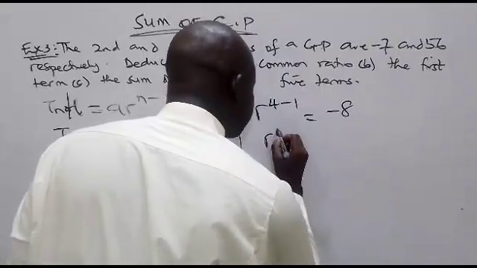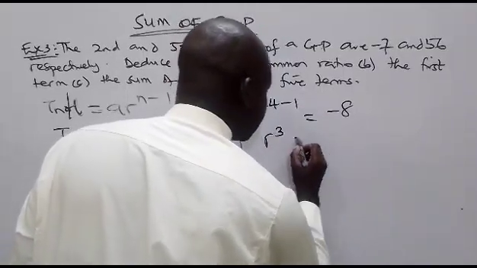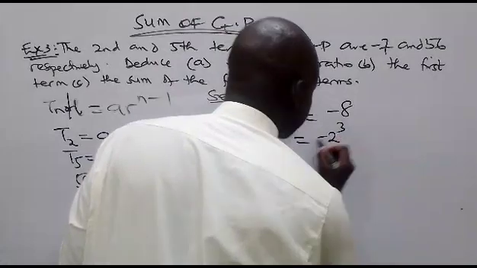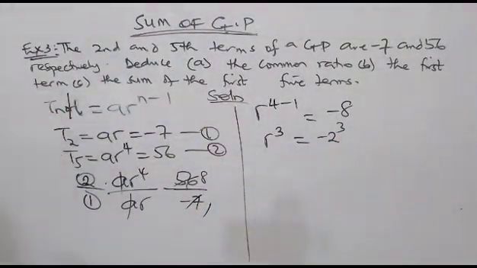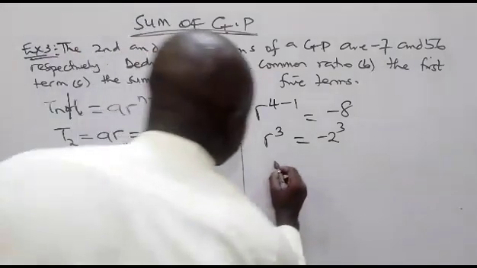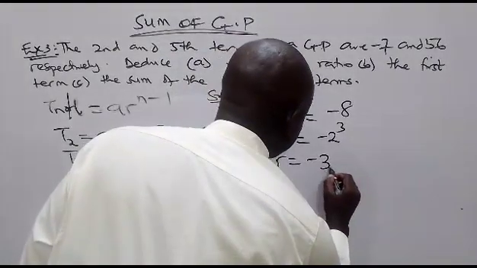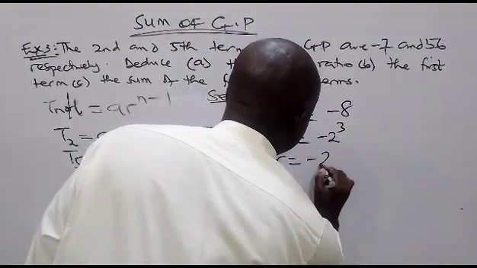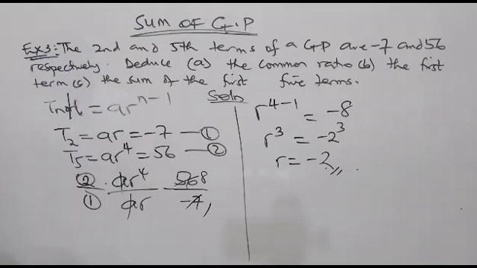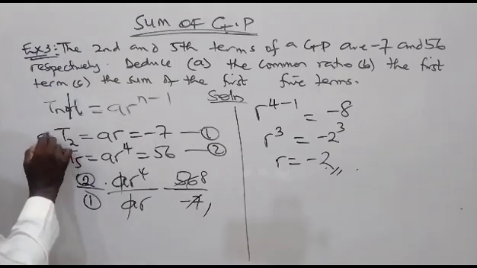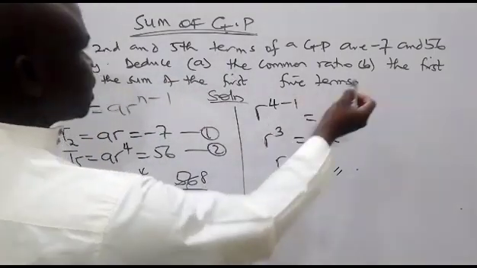Then I'm going to have R³ to be equal to (minus 2)³, because minus 2 in 3 places is going to give us minus 8. So R will be equal to minus 2, and that is the value of the common ratio. So we have gotten the common ratio, the first part of the question, as minus 2.